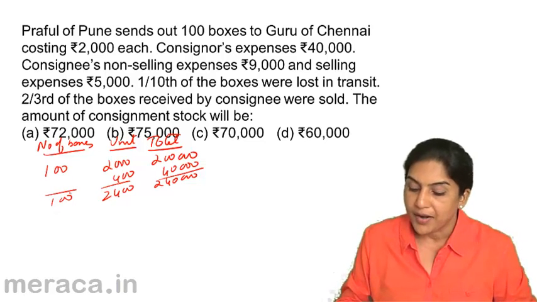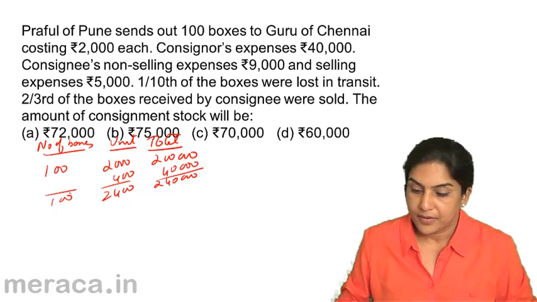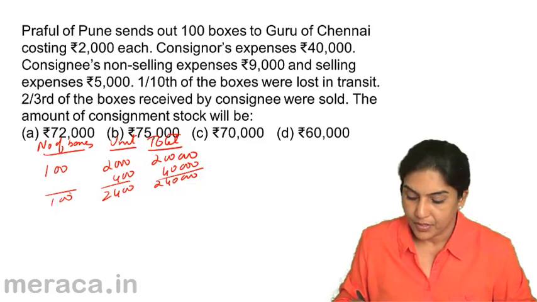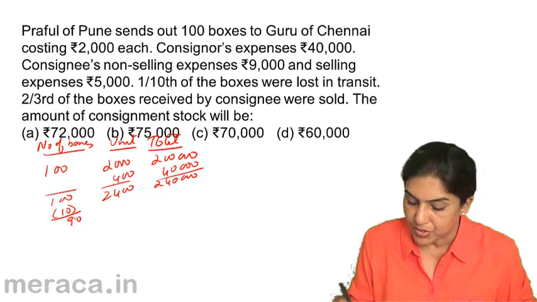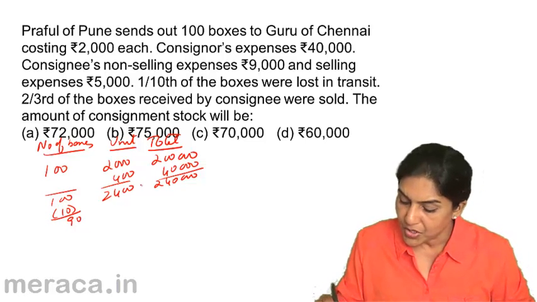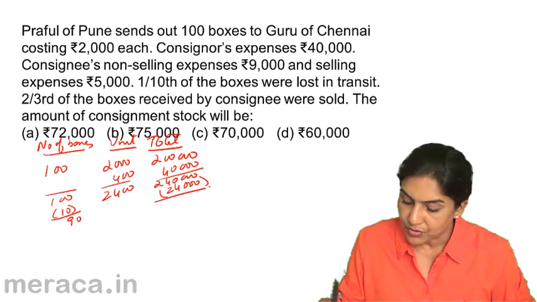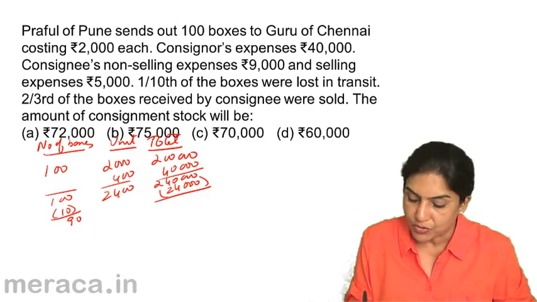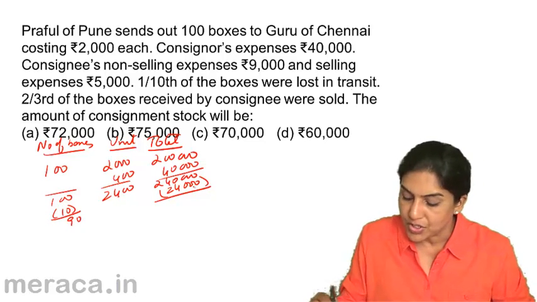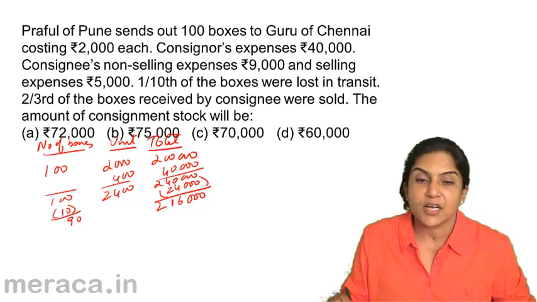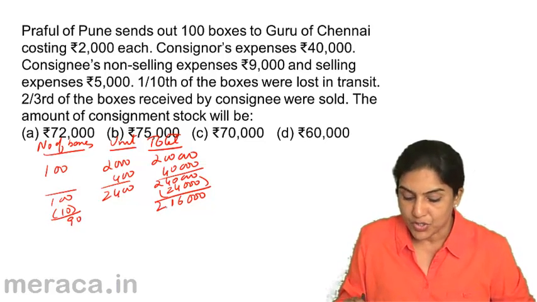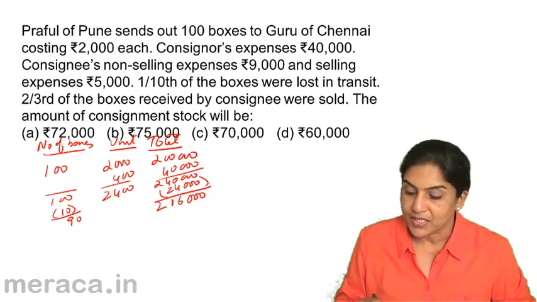This is the cost for 100 boxes. 1/10 is lost. Therefore, now we have minus 10, 1/10. So you have only 90 boxes. Per unit cost is the same and we lose 24,000. Because cost of 1 unit is 2,400, cost of 10 units lost is 24,000. So we get 2,16,000 is the cost of 90 boxes. 90 boxes cost 2,16,000.